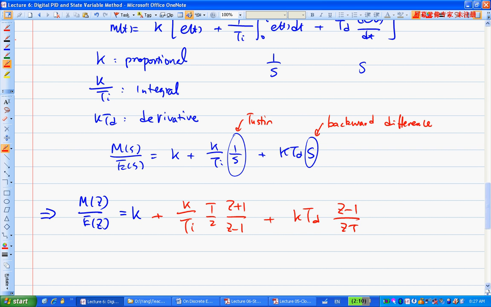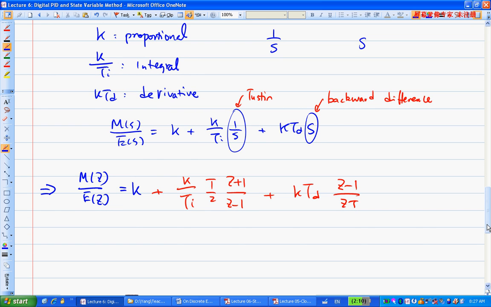Now back to the question: why don't you use Tustin for the s here? In other words, if you use Tustin for s, you basically invert this one. So if I use Tustin, then what would that be? This would be k 2 over T times (z minus 1) over (z plus 1). That make sense? Not that you can't use it. Yes, you can. However, there is a little potential problem here. If you look at this one here, what's the pole here?